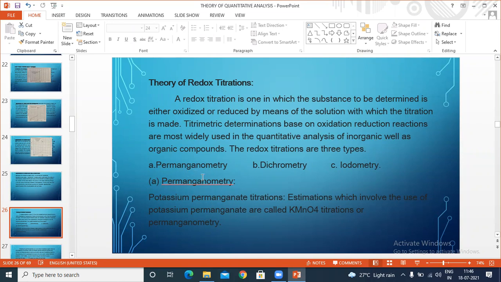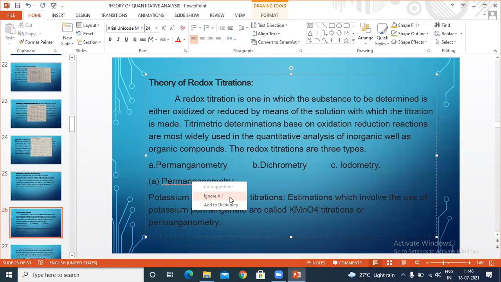Next is redox titrations. What is meant by redox titrations? If in any reaction or any titration, both oxidation and reduction take place simultaneously, then we call it a redox titration.